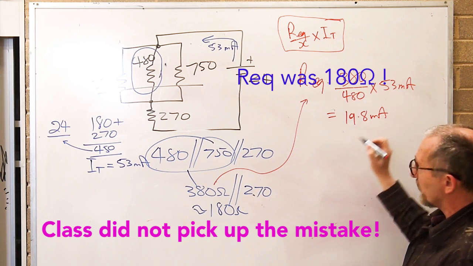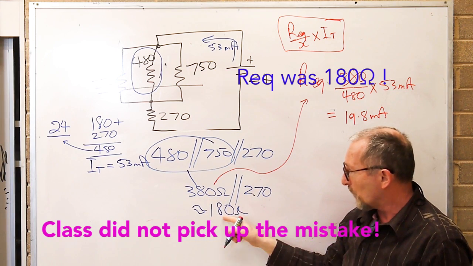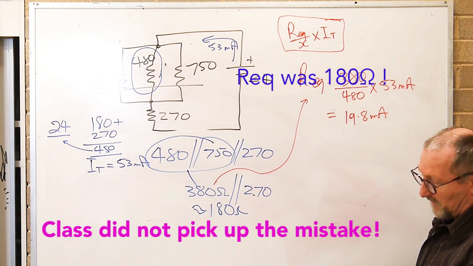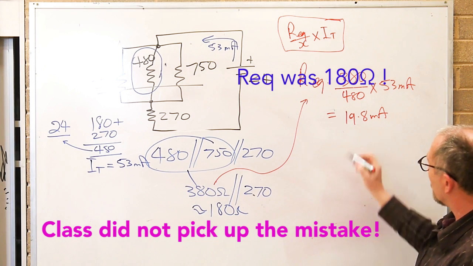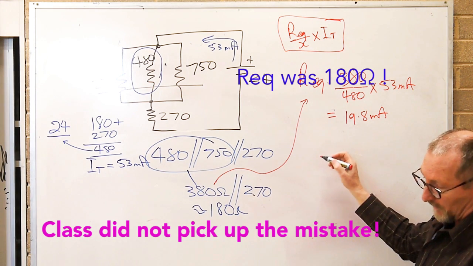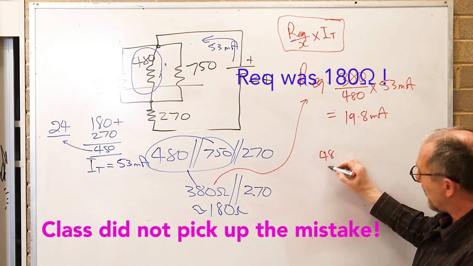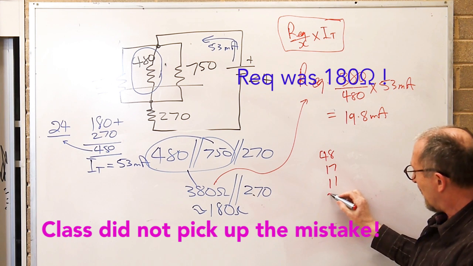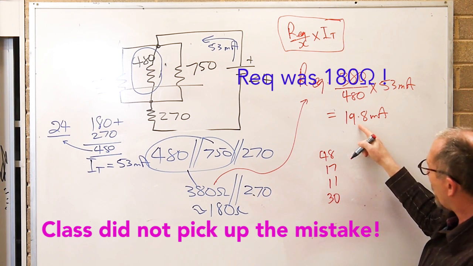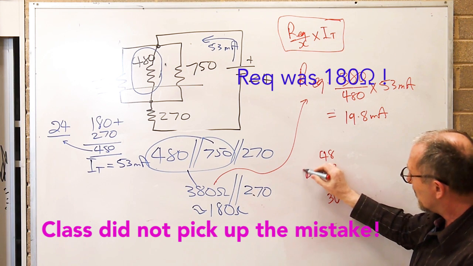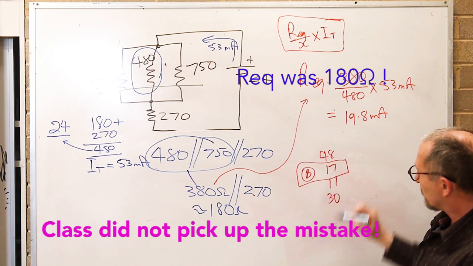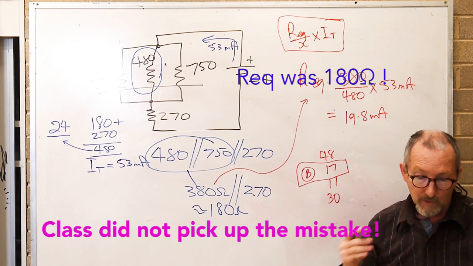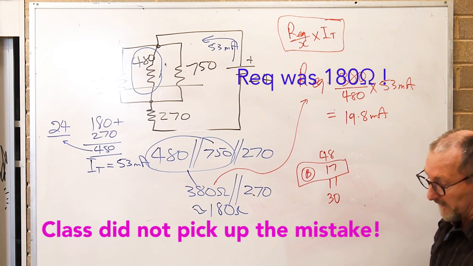And again, I'm working with some approximations here because this 380, 180, that's only an approximation. But that was a good enough approximation to give me about 19.8 milliamps. And then when I look at the answers, I've got a choice of 48, 17, 10.9, call it 11, and then 30. So there's only one which is close to that, and that was answer B, and that's the 17 milliamps.